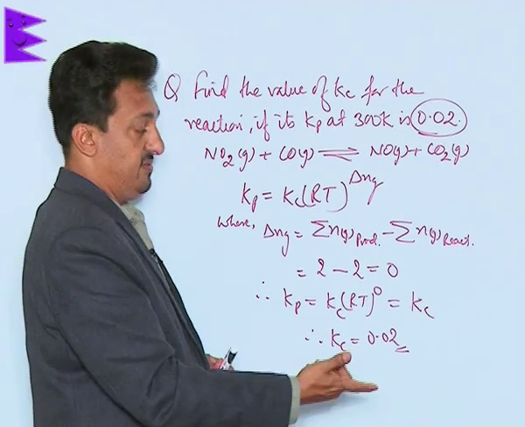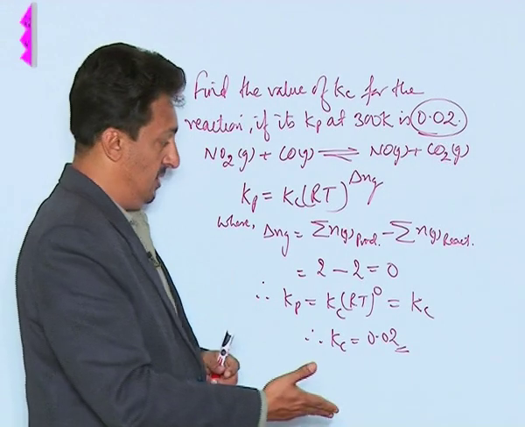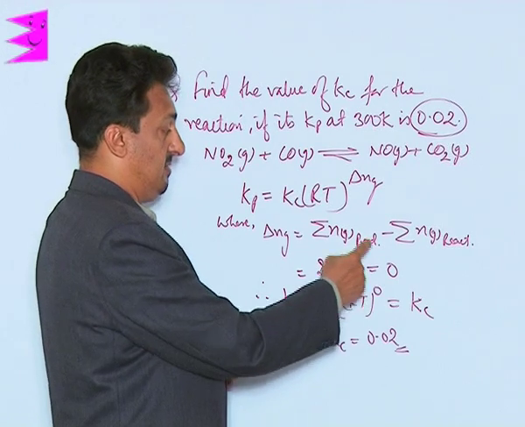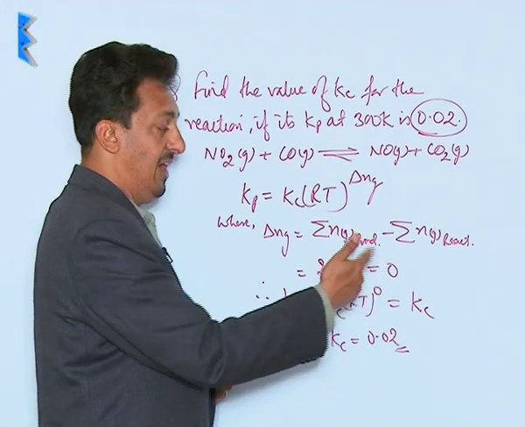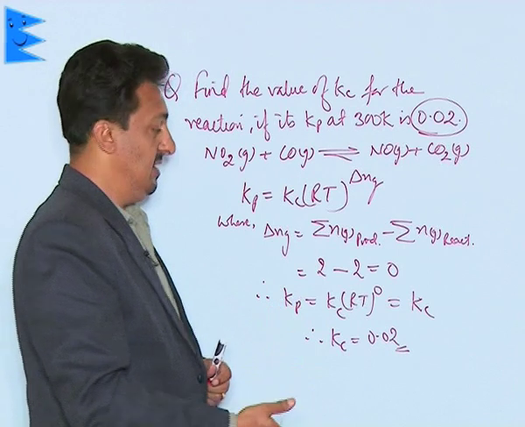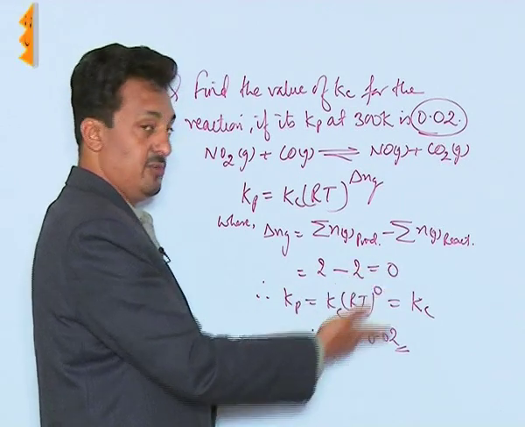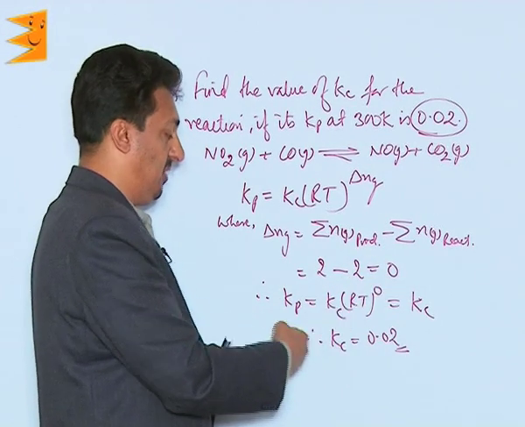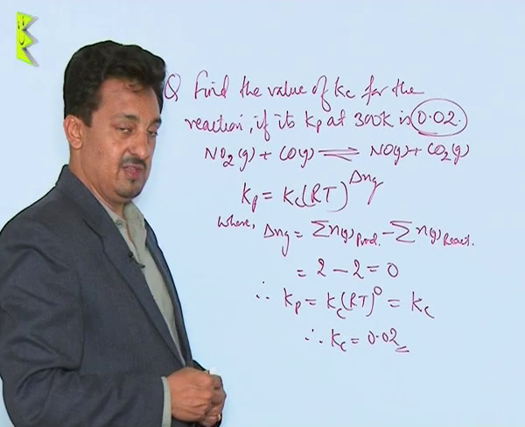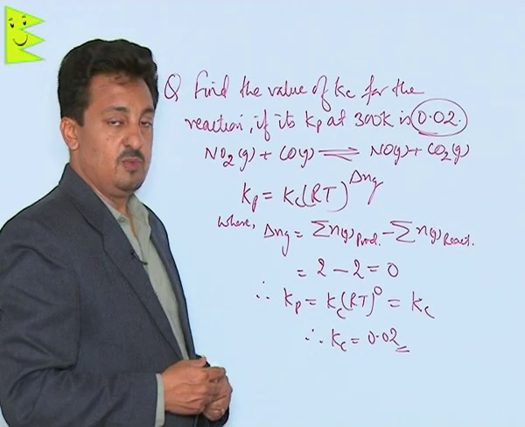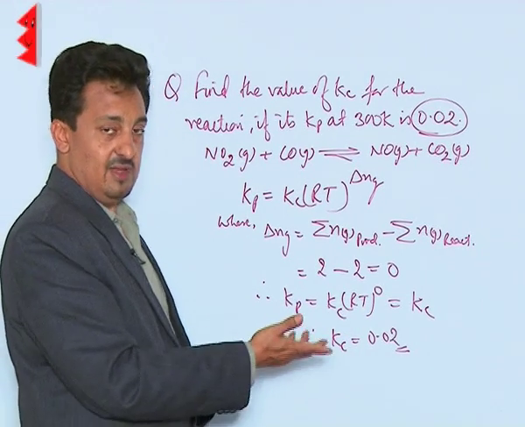Fine. If by any chance this delta Ng comes out to be some value like 1 or 2, then definitely you have to put RT to the power 1 or 2, and then solve it to find out the exact value of the Kp or the Kc, whichever is required to be calculated as per the numerical.